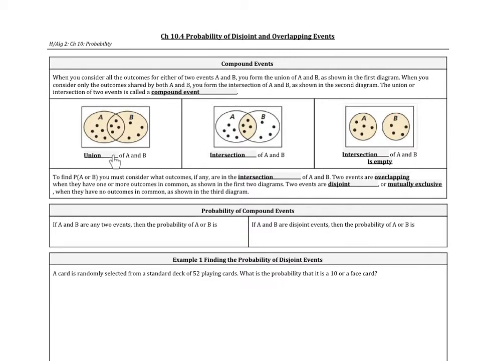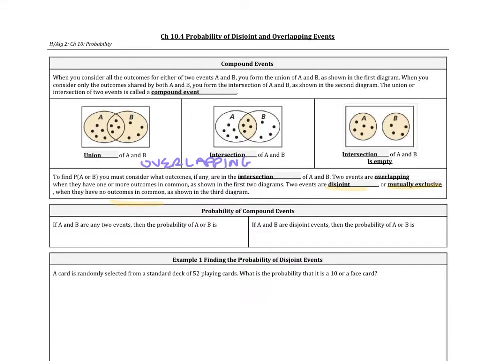So if we're looking at these here, notice that they are overlapping. To find the probability of A or B, you must consider what outcomes, if any, are in the intersection of A and B. Two events are overlapping when they have one or more outcomes in common, as shown in the first two diagrams. Two events are disjoint or mutually exclusive when they have no outcomes in common, as shown in the third diagram here.